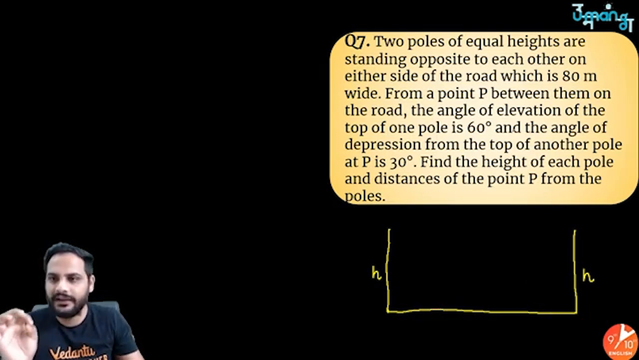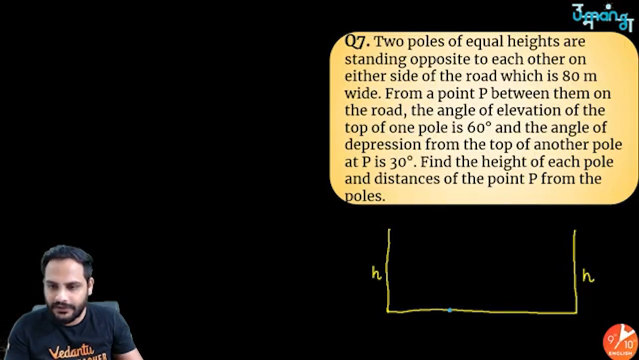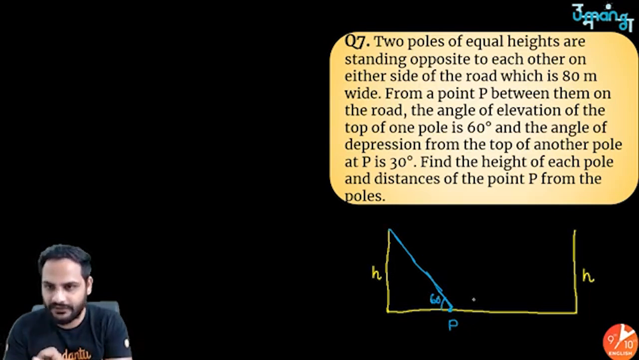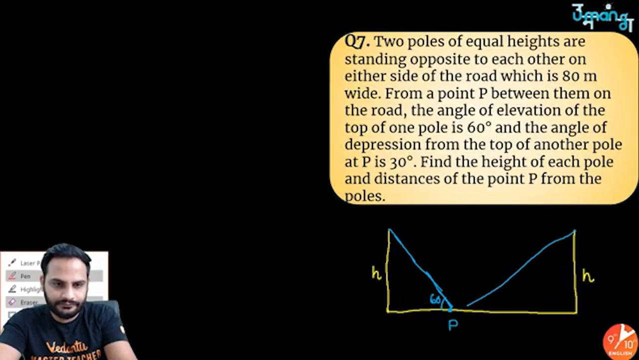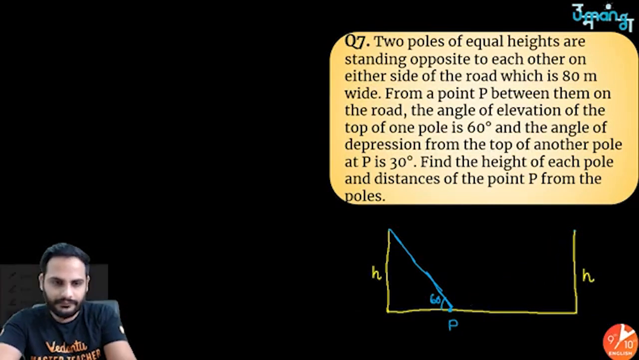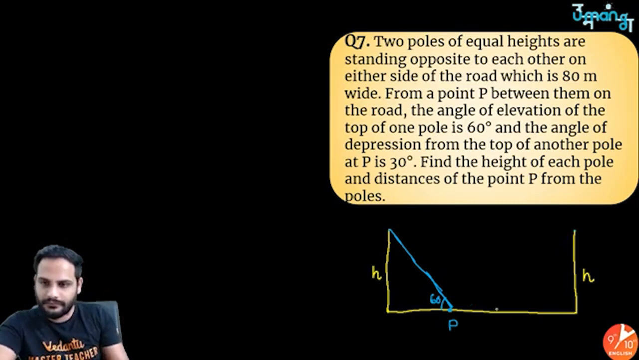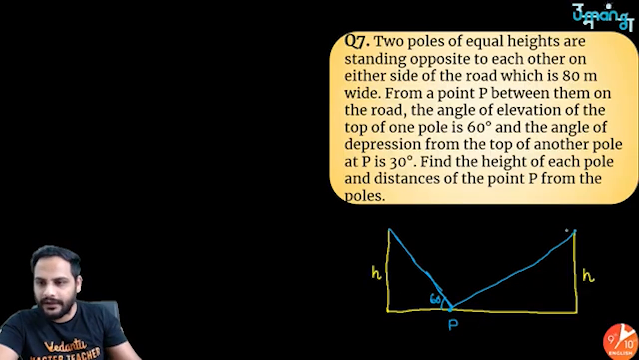They are saying in such a way, angle of elevation of the top of one pole is 60 degrees. So let us say point P is somewhere over here. So angle of elevation of top of one pole will be 60 degree. And the angle of depression from the top of another pole at P. So from another pole at P, if I join it from P to this point H. And here if I take the horizontal line, this is the angle of depression they are saying.